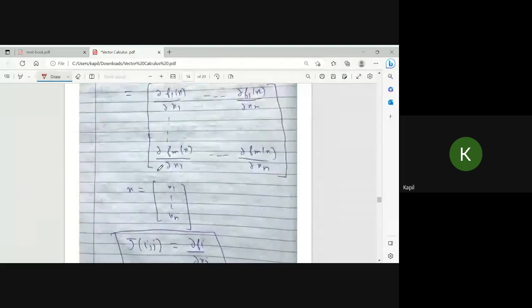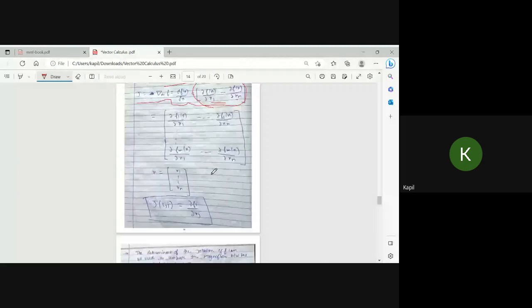So we can generalize the Jacobian at any ij in the matrix, the ith row and jth column. This formula will find each element in the matrix at the ith row and jth column: del fi upon del xj. This is the Jacobian at each ij.